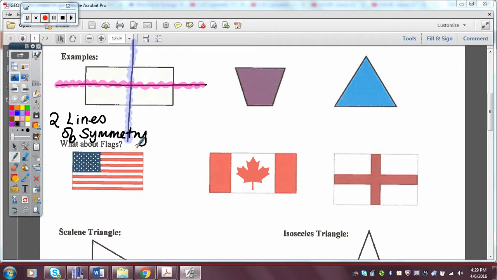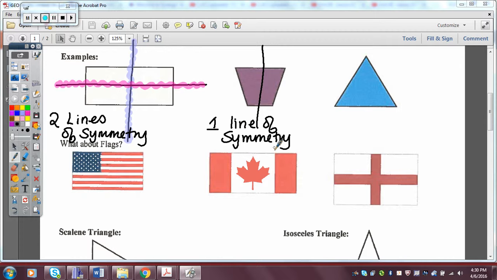Okay, let's look at the next one, trapezoid. If I cut it like this, vertically, yes, that's a line of symmetry, because if I fold it in half and if I had it drawn straight, you would have been able to see, yes, those are identical. What about if I do this? Is that going to work? No. So with a trapezoid, I have one line of symmetry.